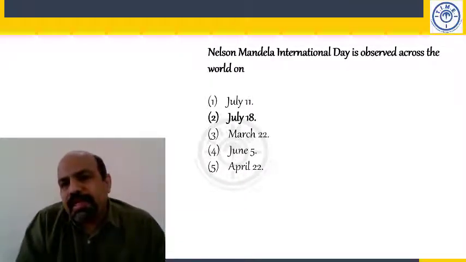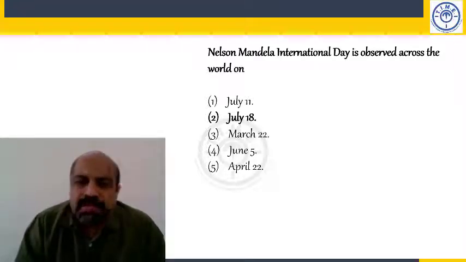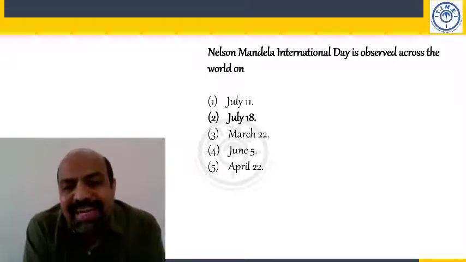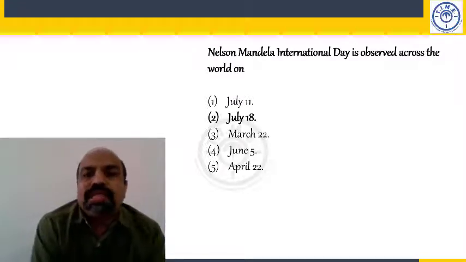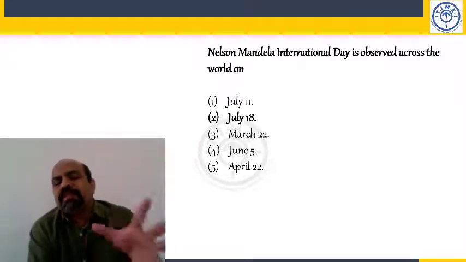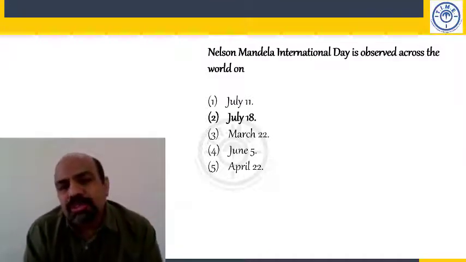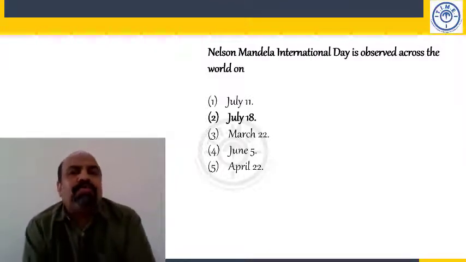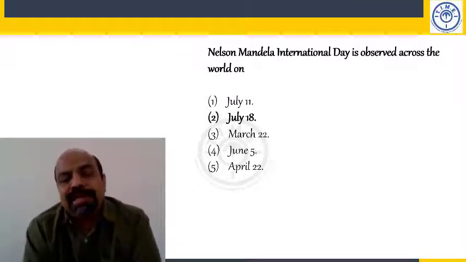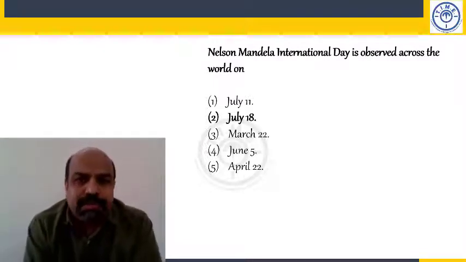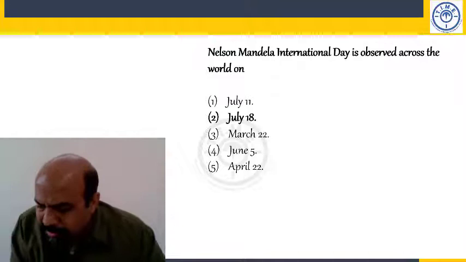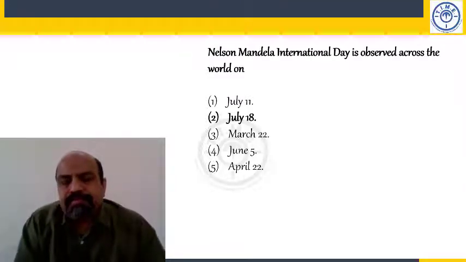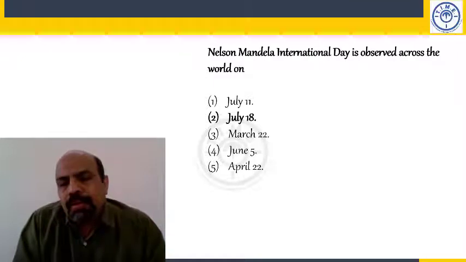Nelson Mandela International Day. Nelson Mandela, the father of modern South Africa, his birthday is observed across the world on 18th July. Before I came to know about Nelson Mandela International Day, I always knew July 18th as the day on which Intel Corporation was founded in 1968. On this computer is written Intel, chip inside, semiconductor.